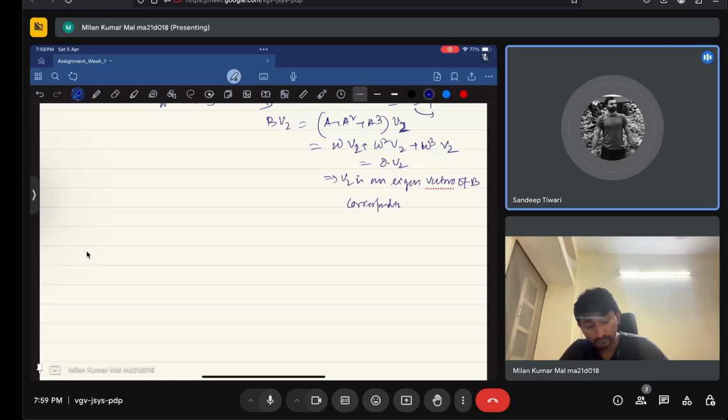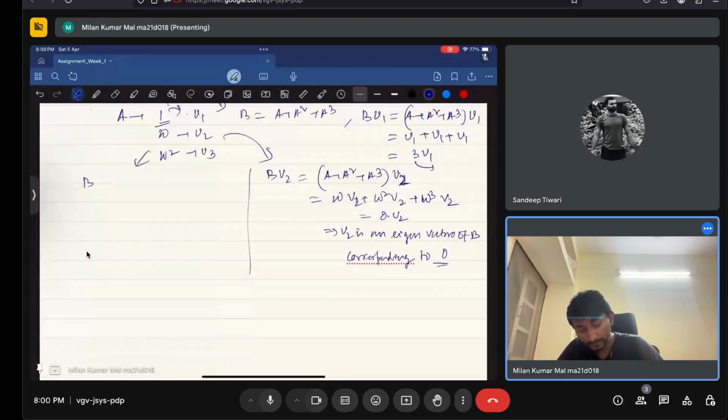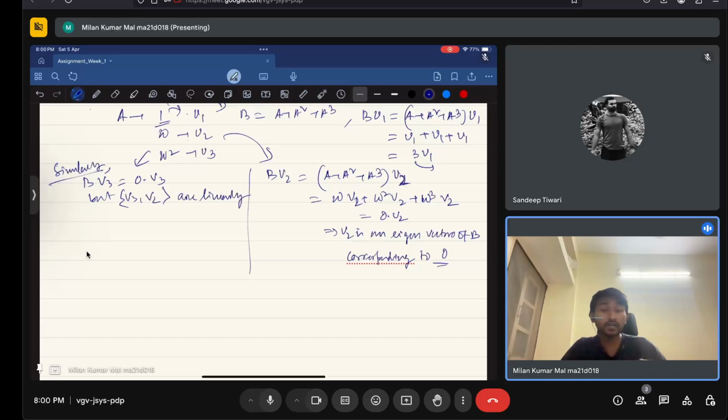Okay, sir. So GM will be 2, sir, of 0. Yes, similarly you can do the same thing for V3, right? Similarly, B V3 equals 0 times V3, but V3 and V2 are linearly independent, because they are eigenvectors corresponding to different eigenvalues, right? They are independent, right?